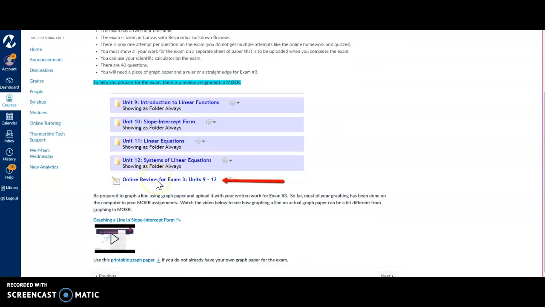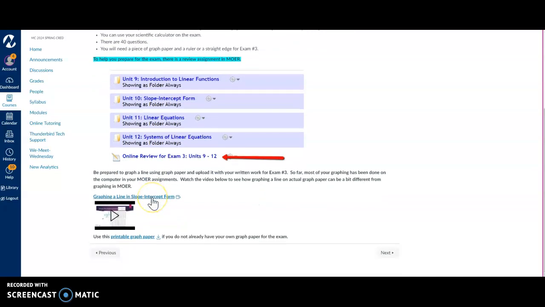As always, there is a review assignment embedded in More. The exam covers units 9, 10, 11, and 12, so you can practice your problems in the review assignment in the More system. And then I also encourage you to watch this video if you haven't watched it yet about graphing a line in slope-intercept form using graph paper, because it is slightly different than when you just plot the points in the More system and use the online graphing tool to connect your 2 ordered pairs.